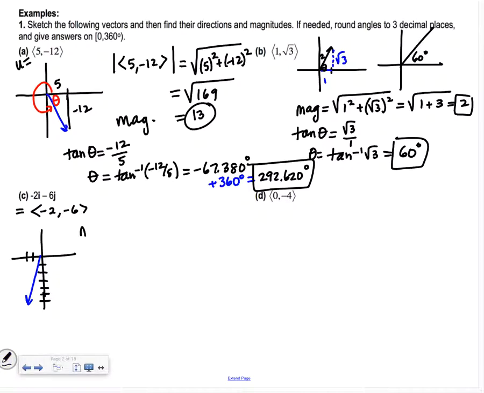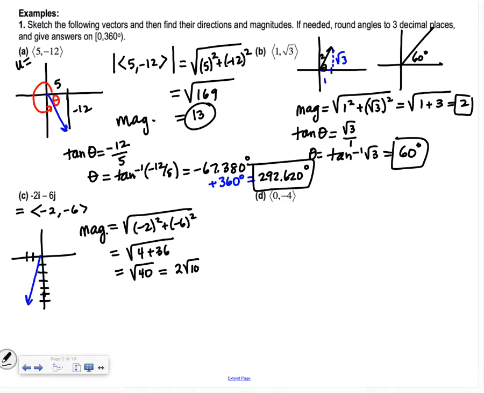All right, let's find the magnitude first. The magnitude is equal to the square root of negative 2 squared plus negative 6 squared. So we get 4 plus 36, so the square root of 40. Would I write it as the square root of 40, you think? No. You can break it apart as square root of 4 and square root of 10, so it would be 2 root 10 to simplify.